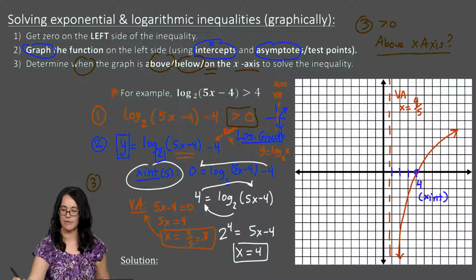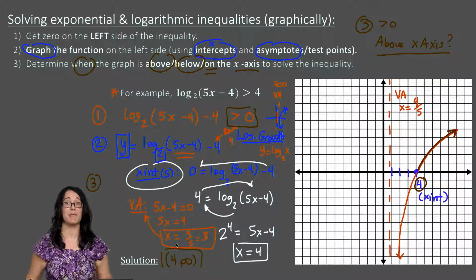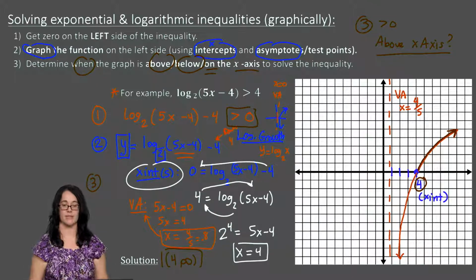Well, it would be after the x-intercept, wouldn't it? It would be this region. In other words, my solution would be inputs to the right of 4, or parentheses 4, comma, infinity. So that would be my solution to this inequality. Okay, now in the last example, we're going to do another one, but it won't be logarithmic, it will be exponential. So feel free to pause and try these 3 steps, but on the exponential version.